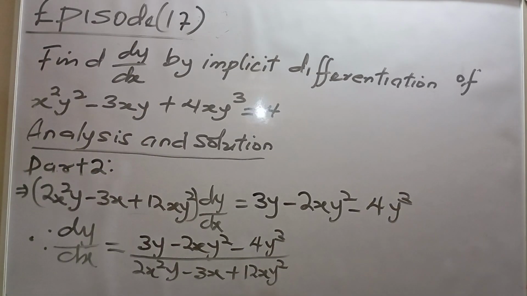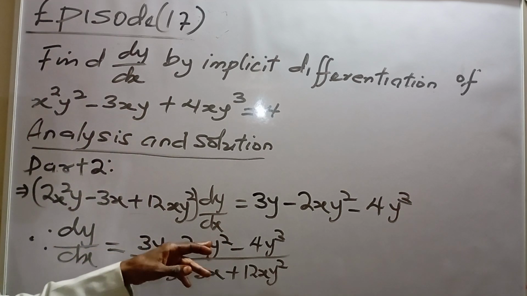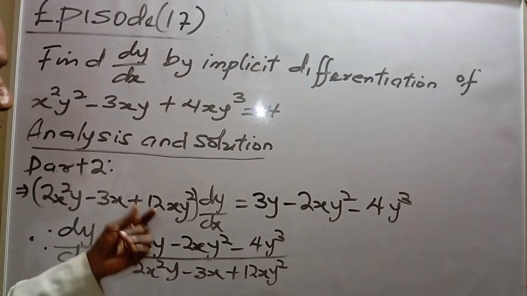Okay, so I think this is the answer to this question. So automatically your dy/ds is 3y minus 2s y index 2 minus 4y index 3, all over 2s squared y minus 3s plus 12s y index 2. And that is the answer to this very question. So viewers all over the world, this is the answer to this.